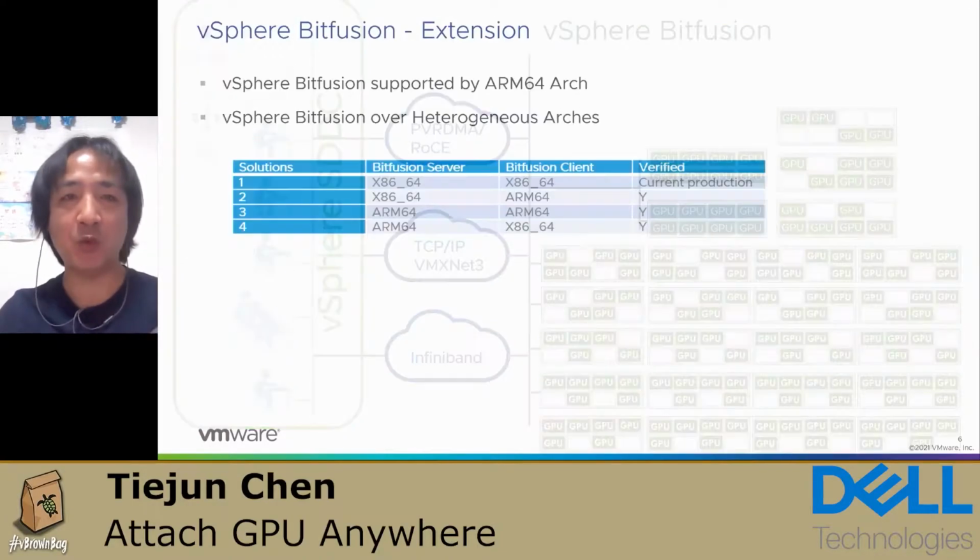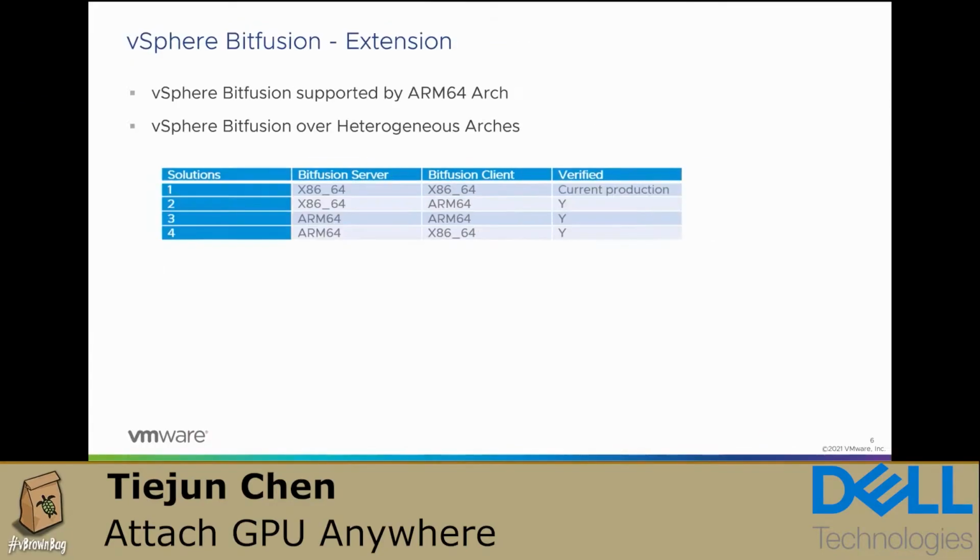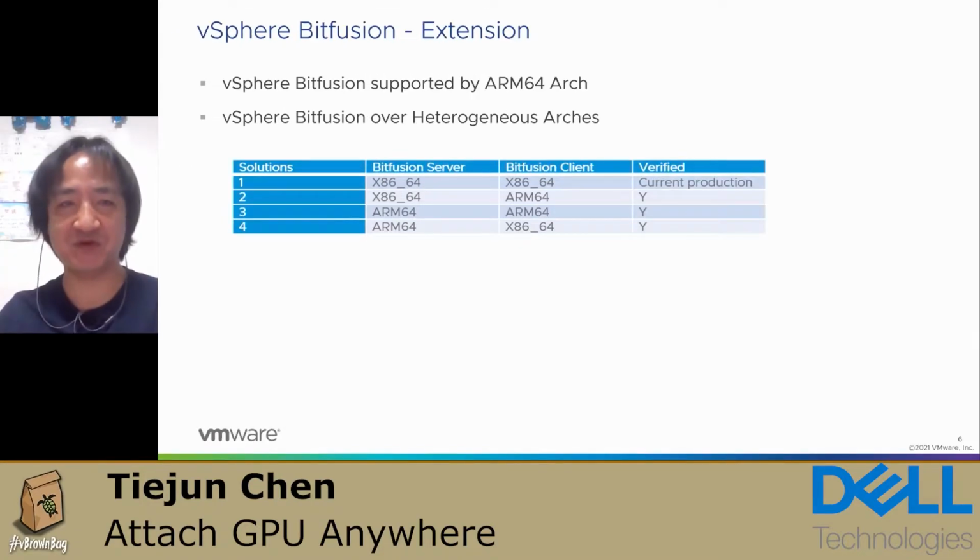Next. We put some time and effort into enabling Bitfusion on ARM64. Now we can attach GPU from an ARM64-based server to an ARM64-based client. Actually, with our extension, vSphere Bitfusion can run over heterogeneous architectures. The Bitfusion server can be deployed on one CPU architecture, and the Bitfusion client can be deployed on another, different CPU architecture. For example, now the Bitfusion server can be deployed on x86, but the Bitfusion client can be deployed on ARM64. So that's our Bitfusion extension.